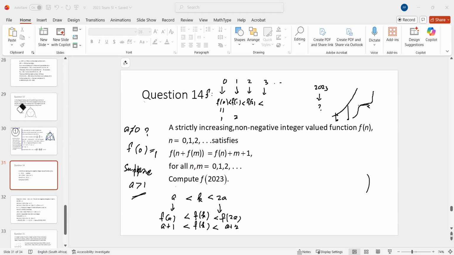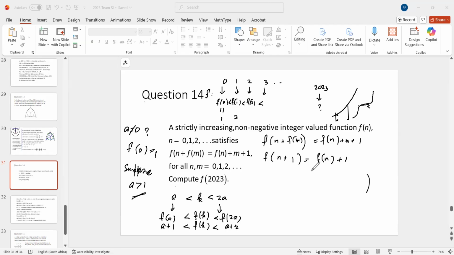So in this case here, you got f of n plus f of m is equal to f of n plus m plus 1. Now, when I put m equal to 0, I got f of 0. But we know that f of 0 is equal to 1. So with m equal to 0, f of n plus 1 minus f of n, 0 plus 1 is 1.